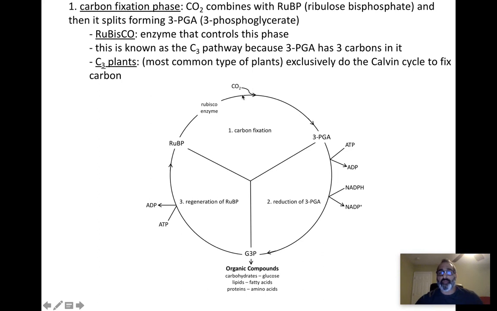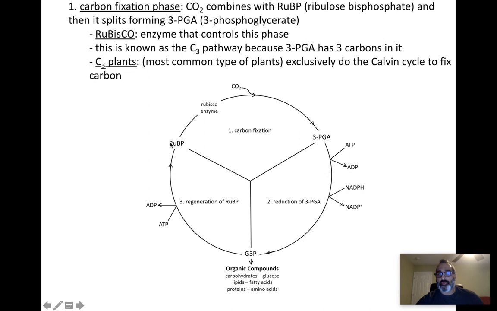RuBP has 5 carbons. RuBP picks up carbon dioxide. It now has 6 carbons, and then it gets halved, cut in half. Those new molecules have 3 carbons. So these are called C3 plants because the first major product, called 3-PGA, has only 3 carbons in it.